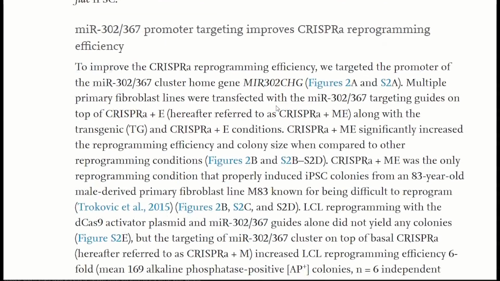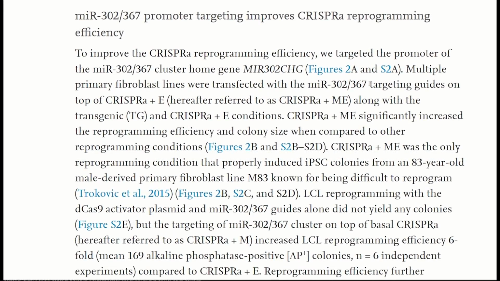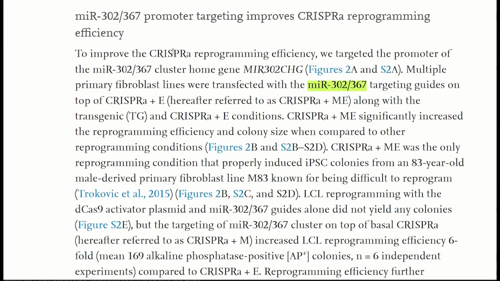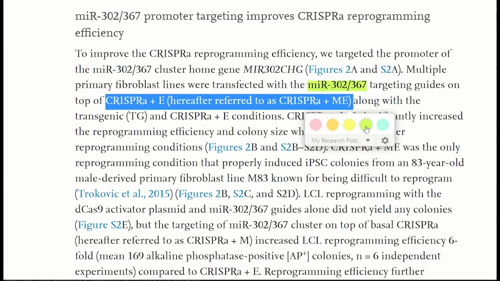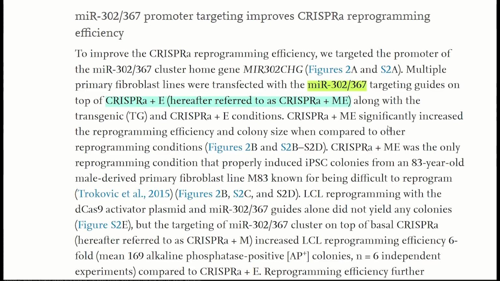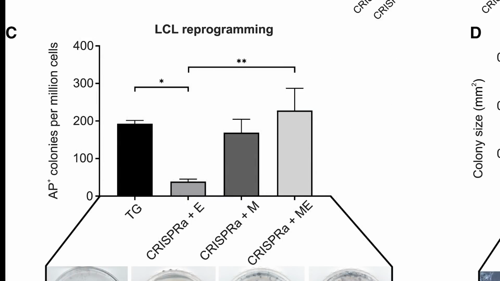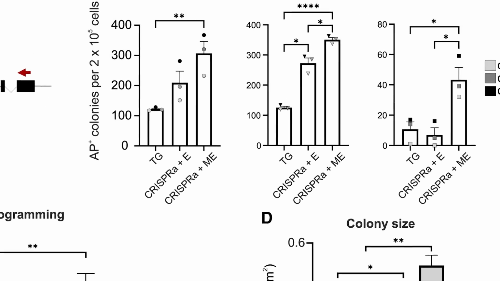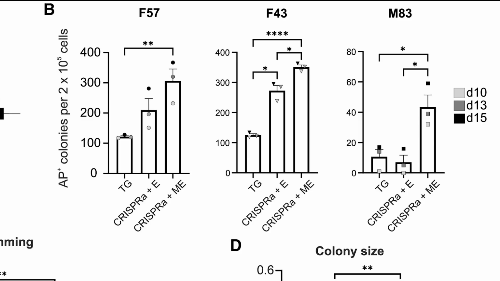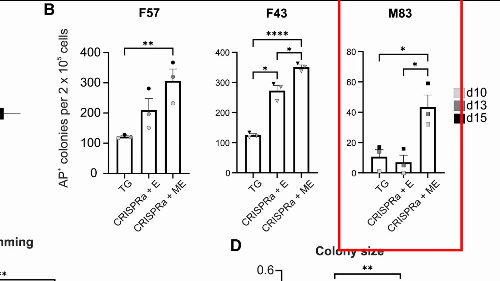Anyway, with this extra EEA targeting and a microRNA targeting, they called their technique CRISPR-A plus me. It's getting very personal today, but me here stands for the microRNA sites they're targeting and E for the EEA motif. Anyway, that was a cancer cell line, but they also showed that it worked in human fibroblasts, and CRISPR-A plus me was the only reprogramming condition that properly induced pluripotent stem cell colonies from fibroblasts derived from an 83-year-old man. And this is a cell line that's known to be difficult to reprogram.